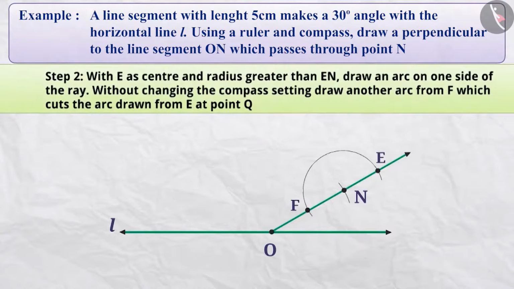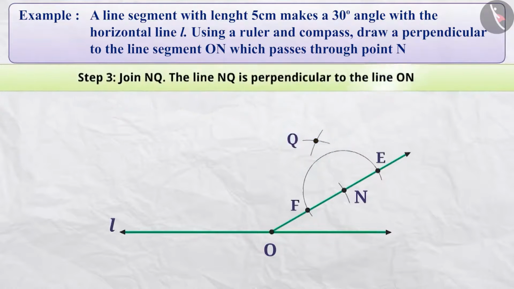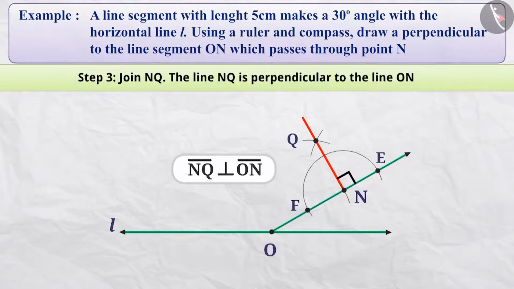Step 2. We will place the pointed end of the compass on E and, with a radius greater than EN, draw an arc on one side of the ray. Without changing the compass setting, we will draw another arc from F, which cuts the arc drawn from E at point Q. Step 3. Join the line NQ, passing through points N and Q. The line NQ is perpendicular to the line ON.